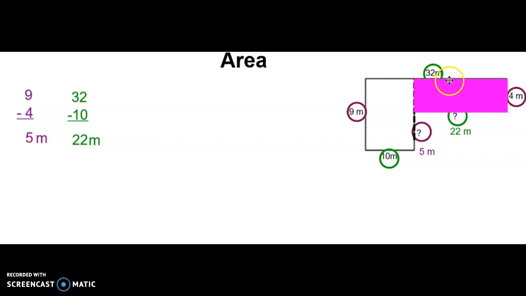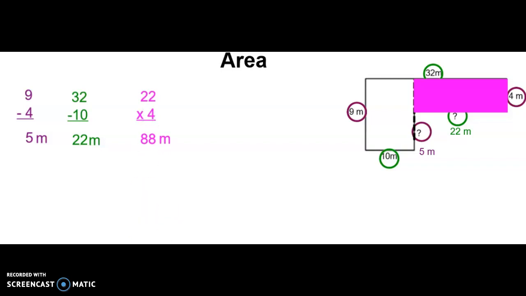So now I'm not going to use this 32 at the top because that's actually the length for both of these rectangles. So I'm going to use this 22 down here as my length because the formula for area is length times width. So I'm going to use this 22 as my length, and this 4 right here is my width. So if I did 22 times 4, length times width, that would give me 88 meters.